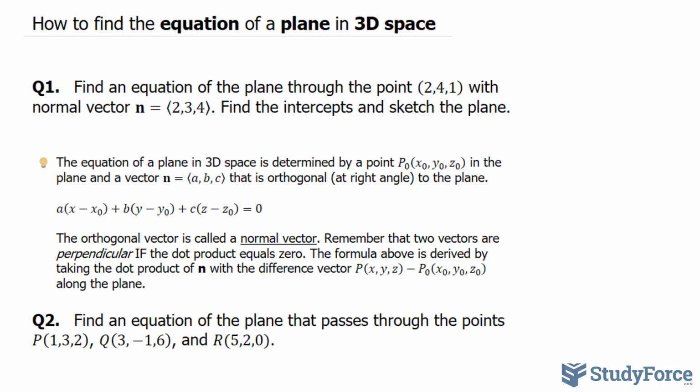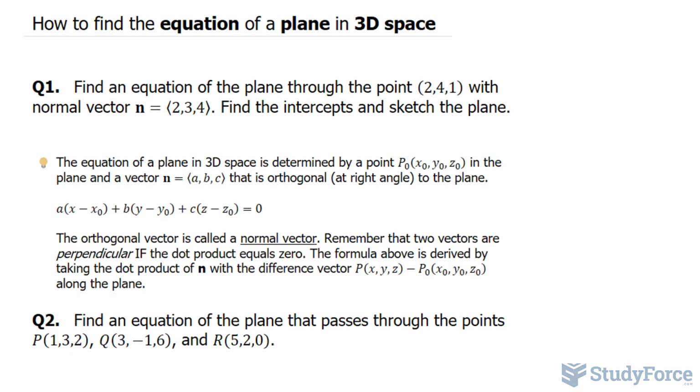This formula is derived by taking the dot product of n and the difference vector of a point along the plane minus the initial point P. Think of 2 points in 3D space along a plane. Subtracting their coordinates gives you a third point, and that third point can be shown as a vector. Taking the dot product of that with n gives you this formula.